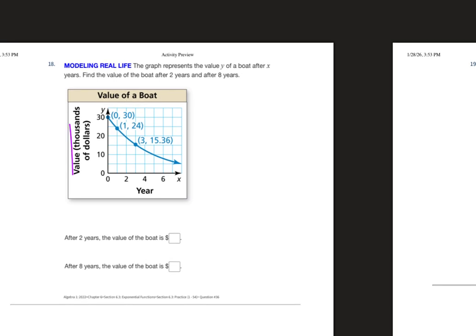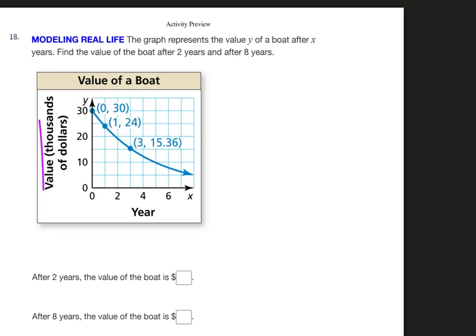And find the value of the boat after 2 years and then after 8 years. Well, obviously they didn't give it to us. Notice it's not linear, so we can't just go -6, -6. We can't do that because it's not linear, right? Now that could be our estimate, but they want us to really do this.